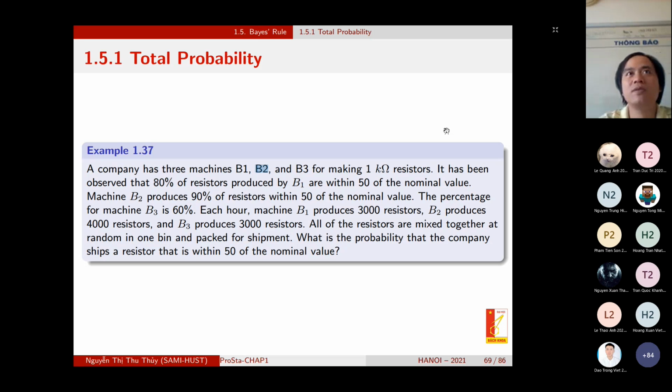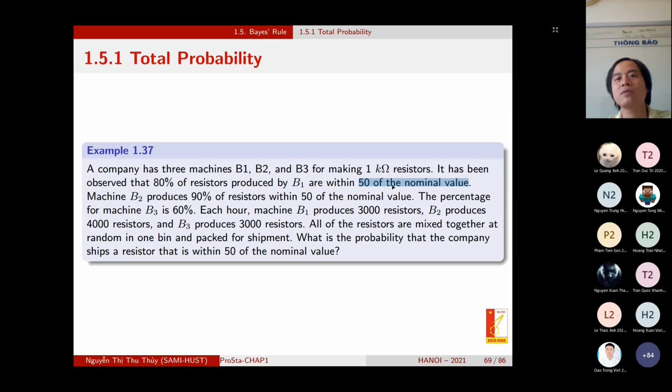We know that, but we haven't observed anything, and now we observe. What do we observe now? We observe that 80% of resistors produced by B1 are within 50 of the nominal value. That is the set of critical values. So you need to satisfy 50 nominal value to pass the check.